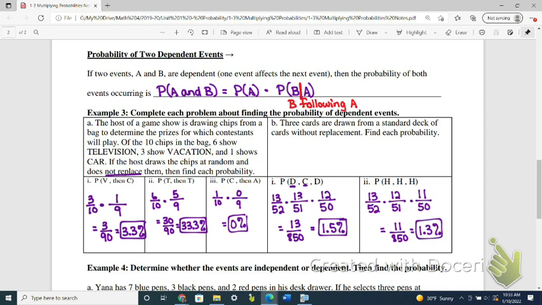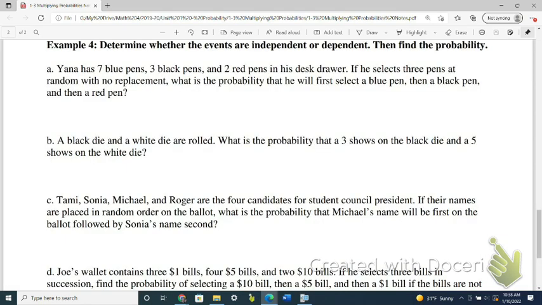So let's take a look at example 4. We need to first decide if it's independent or dependent, and then we can do the probabilities. Looking at these first 3, it says Yana has 7 blue pens, 3 black, 2 red pens in his desk drawer. He selects 3 pens at random with no replacement. So no replacement already means this is dependent. That means my bottom number is going to change as I go. What is the probability that he will first select blue?